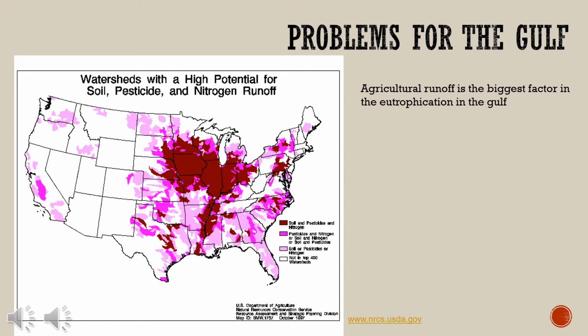This map shows the watersheds throughout the United States with the highest potential of soil pesticide and nitrogen runoff. As you can see, the area of the Mississippi River drainage basin has the highest concentration of soil, pesticide, and nitrogen runoff. Areas of the Midwest, including Indiana, Illinois, and Ohio, that are producing high crop yields are the same states that show the highest estimated nitrogen export by runoff per year.